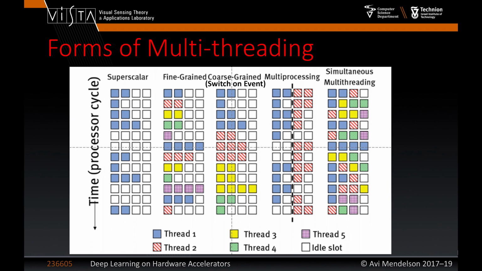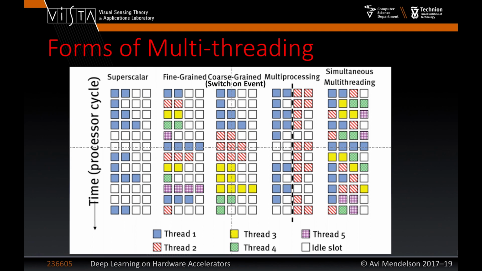What does it mean? If I just use one thread, we see that sometimes I'm using all the resources, sometimes I have slots that I'm not, the system is stalled, nothing happens. By the way, if I access the main memory, it can be hundreds of cycles that the CPU doesn't do anything. So the question is, can I fill it up?